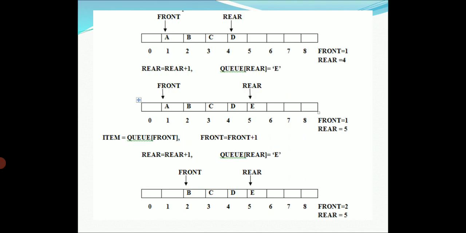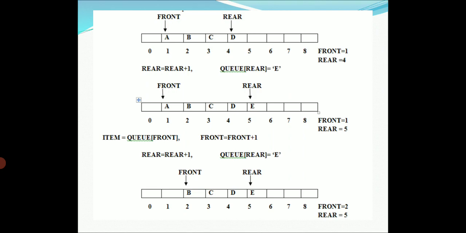The first diagram shows that the queue contains a number of elements: A, B, C and D. A is the front position and D is the rear position of the queue. The front is equal to 1, the rear is equal to 4. Then one more element has to be inserted into this queue at the rear end. So rear = rear + 1 and queue[rear] = E. E is the element that is inserted into the queue.